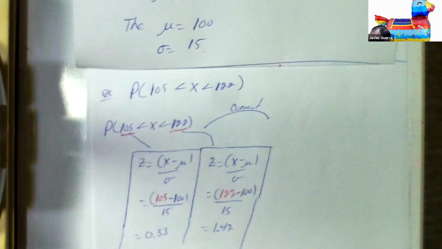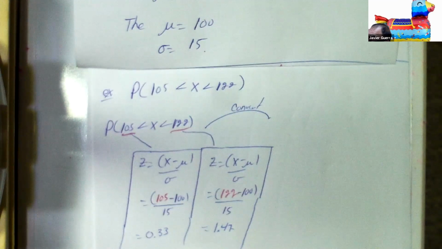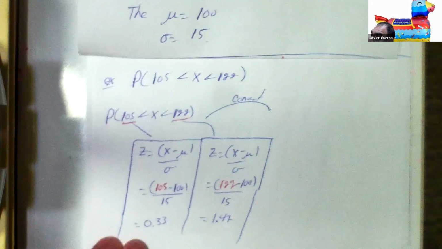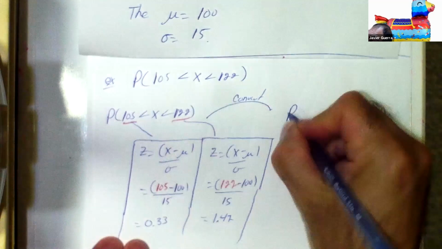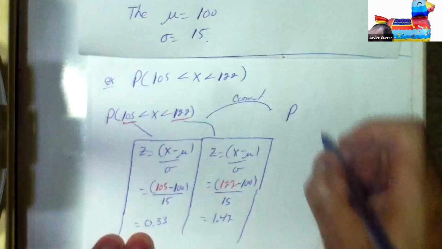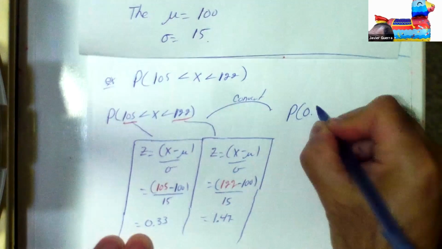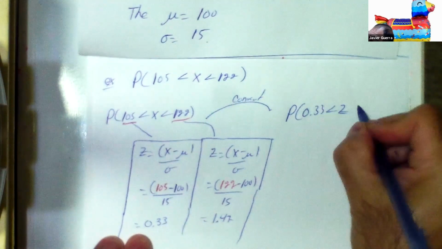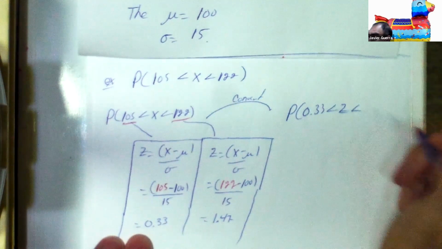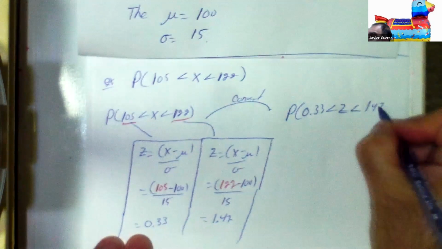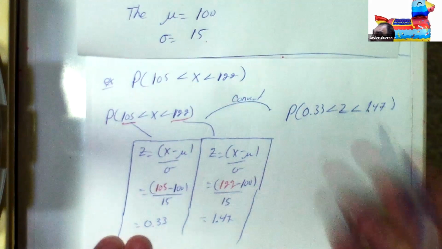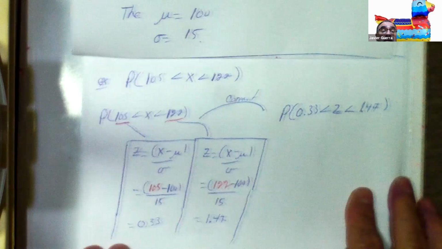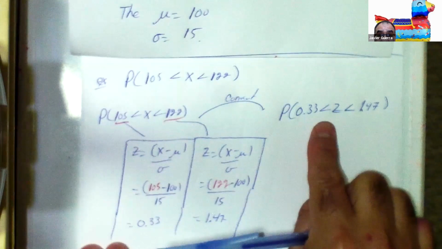Okay. Once you have those two numbers, you're going to rewrite this probability, but instead of these numbers, I'm going to replace them with these. 0.33 less than Z, because it changed to Z, and then 1.47. It's exactly how we're doing conversions. We're like changing it from feet to centimeters. That's what's happening. And so here's your converted from real life to Z.